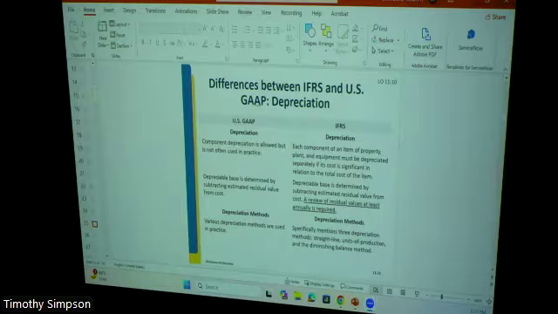Also, on the GAAP side, the depreciation basis is determined by subtracting estimated residual value. Same deal here, but under the IFRS standards, and I've underlined this, a review of residual values at least annually is required.